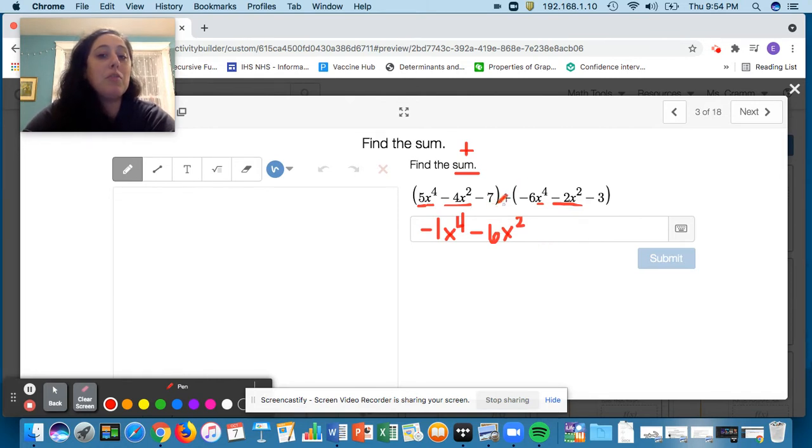All right, and then the last ones, the negative 7 and negative 3, they don't have any variables. Those are like terms. So just negative 7 plus, right? We always need to remember that operation in the middle. Negative 7 plus negative 3, which is negative 10.